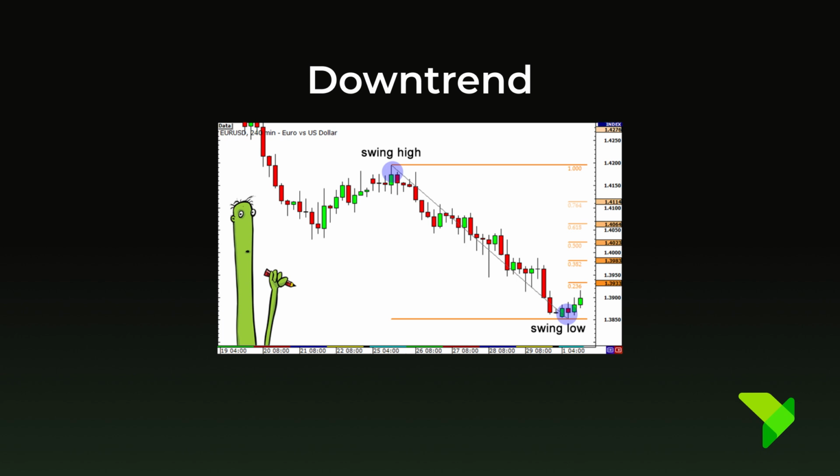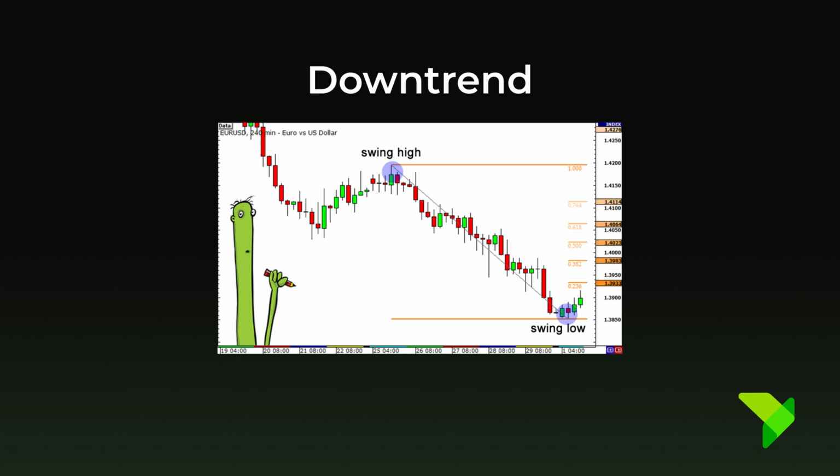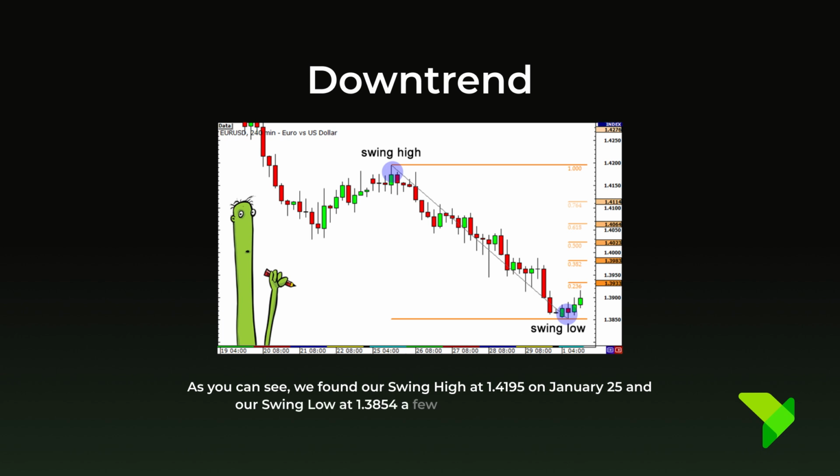Downtrend. Now, let's see how we would use the Fibonacci retracement tool during a downtrend. Below is a 4-hour chart of EUR/USD. As you can see, we found our swing high at 1.4195 on January 25th and our swing low at 1.3854 a few days later on February 1.